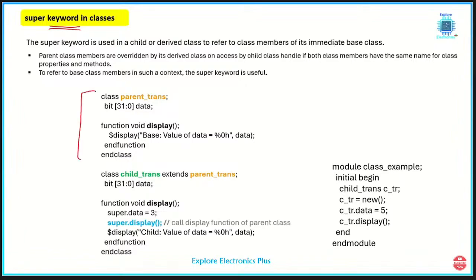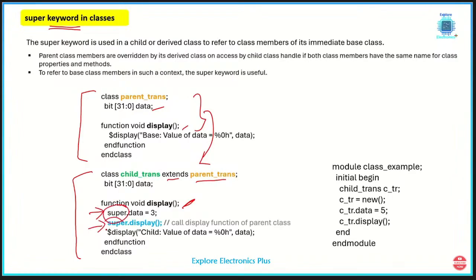We have a parent class here. We have a child class. We have data and display as the property and method. Now in the child class, you can see it is extended from the parent, so anyhow it will inherit these two inside the child class. It is also having a display. You can see super.data is equal to 3 we are doing here. You can see super.data, super.display.